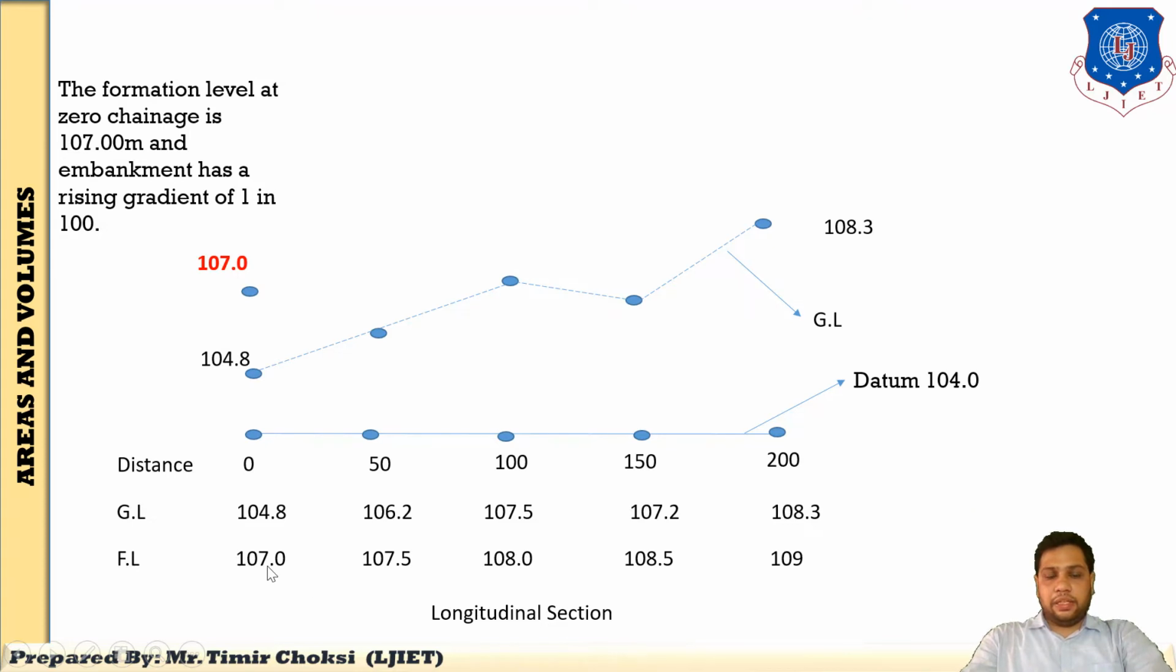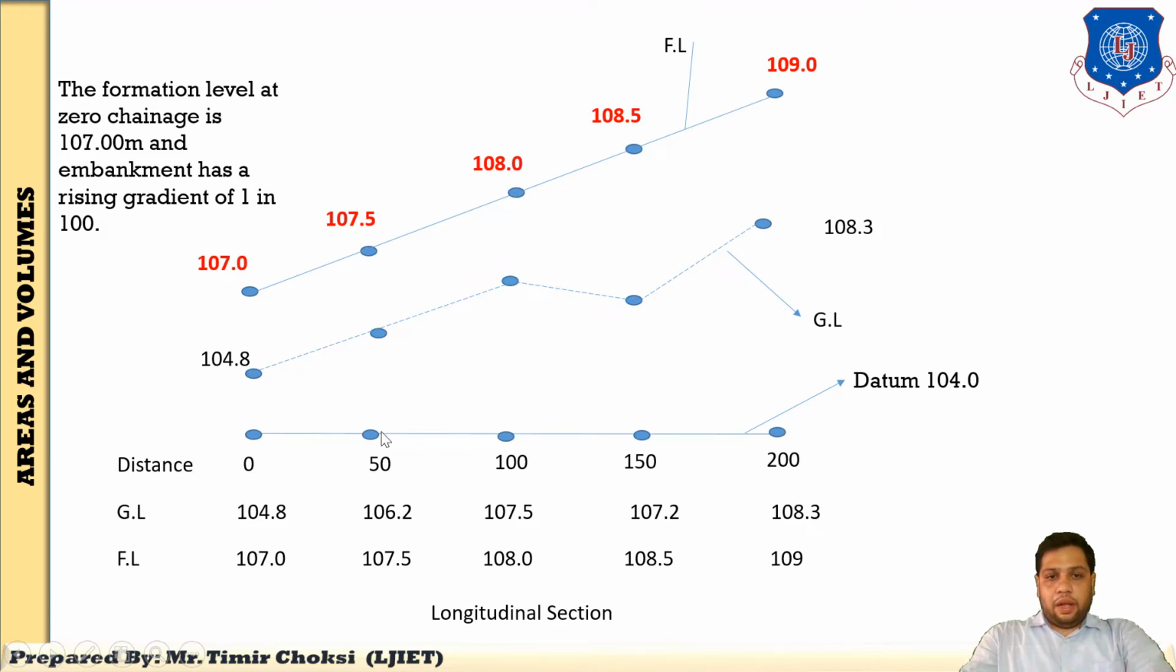So here, 107 at 0, you add plus 1. So at a distance of 100, your formation level is 108. Why 108? Because the rising gradient is 1 in 100, from 0 to 100 the vertical slope rises 1, so the answer is 108.0. Similarly, up to 200 your answer will be 109, because 100 to 200 is a 100 meter distance.